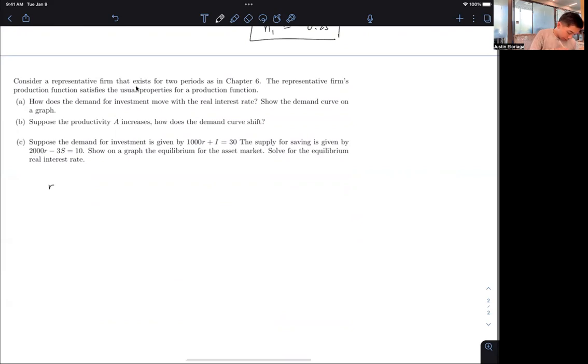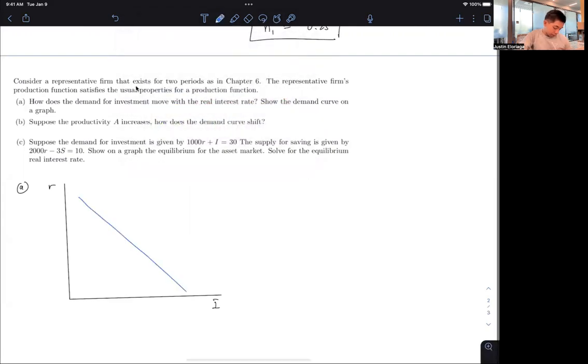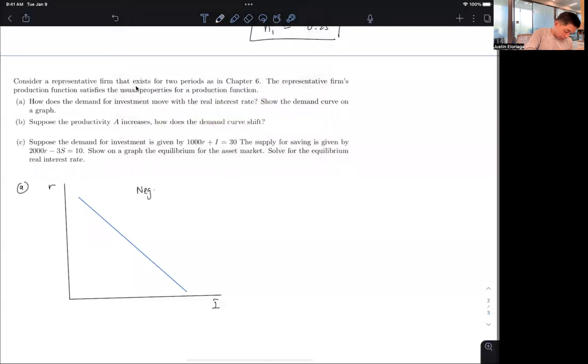Okay, we have here R. So for A, we have R on the y-axis, and on the x-axis we have I, or investment demand, and that's simply a downward sloping line. So we know that there is a negative relationship between investment and the interest rate.